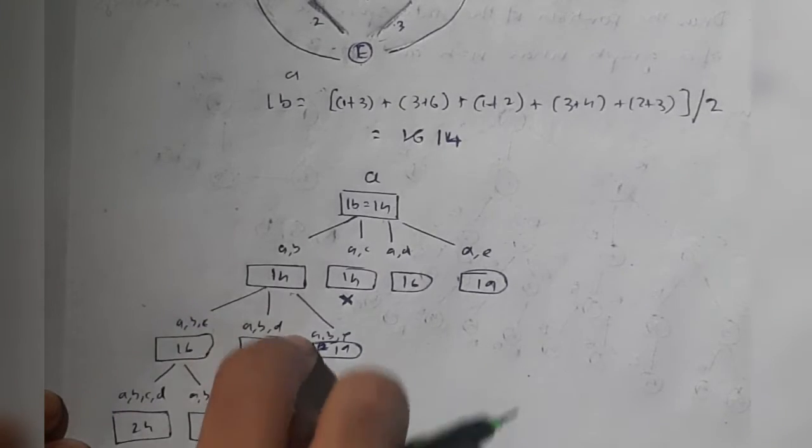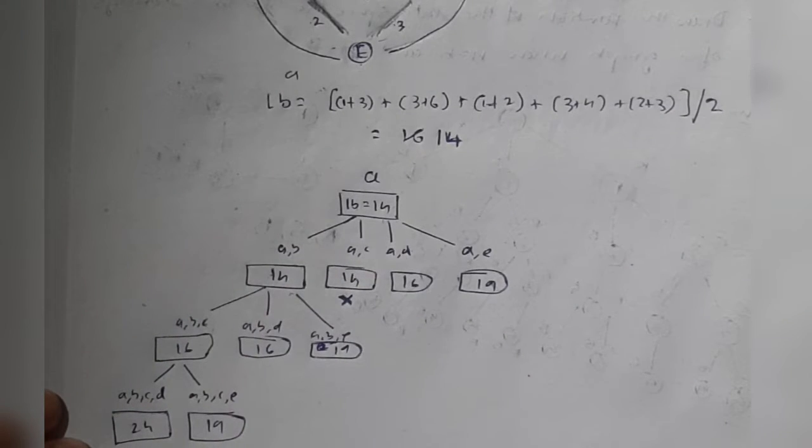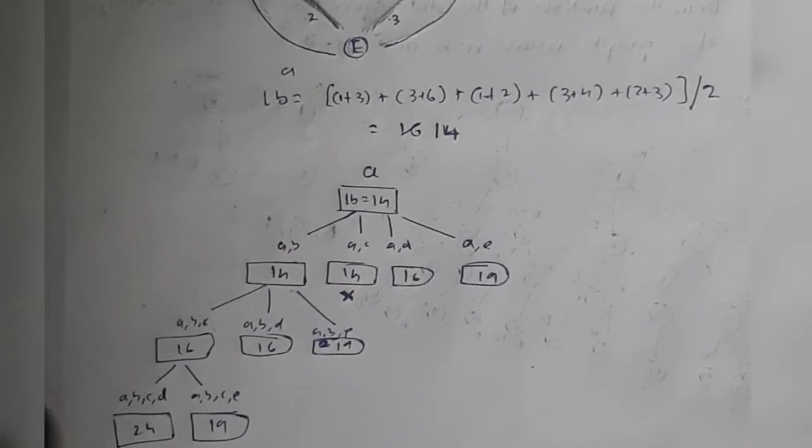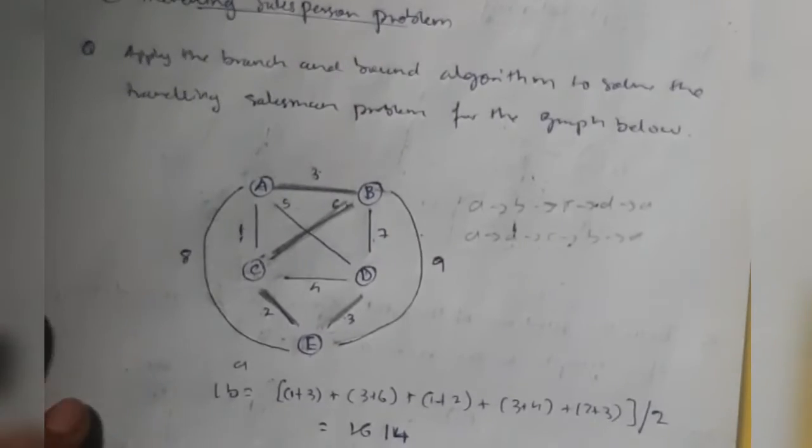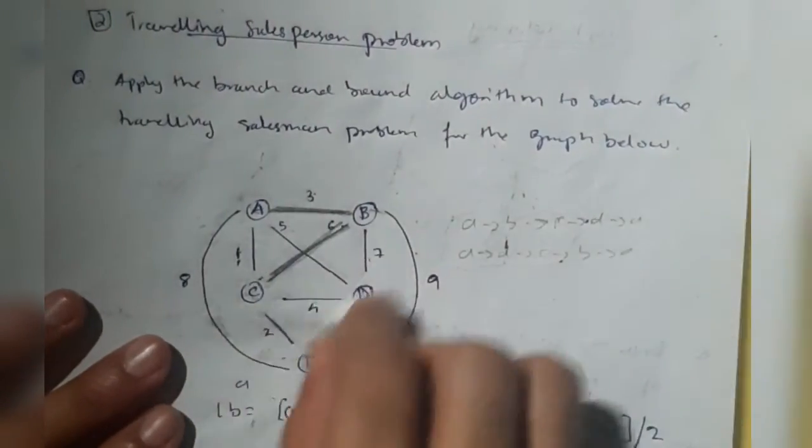Now let's look at the second possibility, ABD. So what I'll be doing is erasing the edge from B to C, and I'll be selecting the edge from B to D.